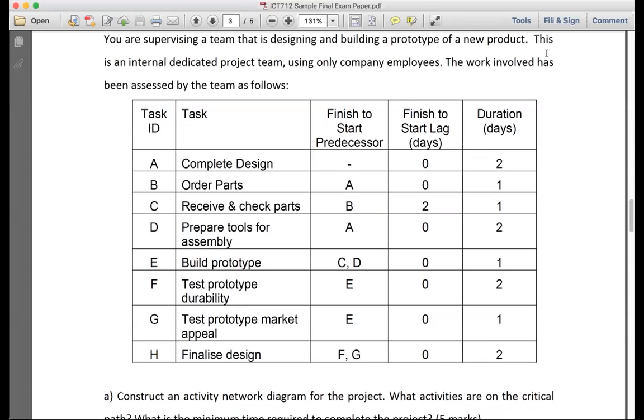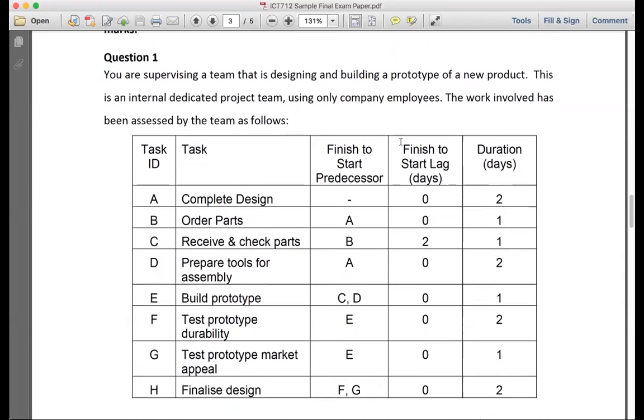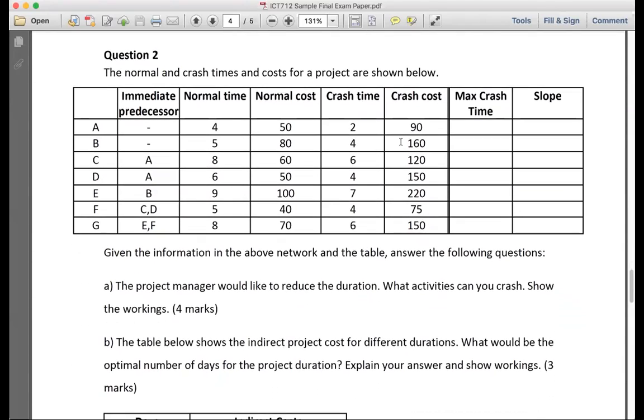All right, guys. We just finished working on the first exercise, question one, which I told you is similar to whatever you might be given in the final exam. You can see it's worth 11 marks, and each question is worth 11 marks from the calculation perspective. Now, the second exercise I would like you to practice is question 2, which relates to the normal cost, crash cost, maximum crash time, slope, and so on.